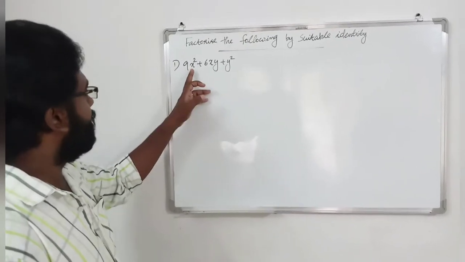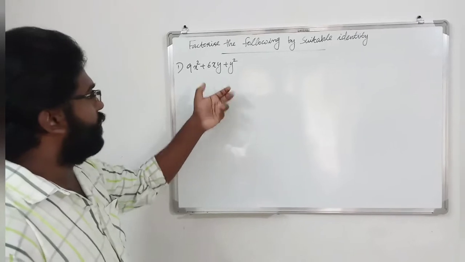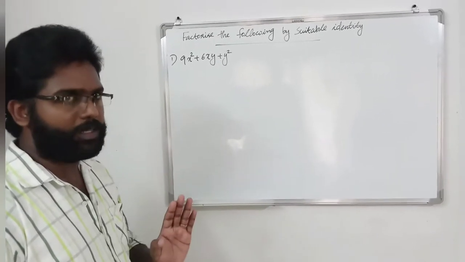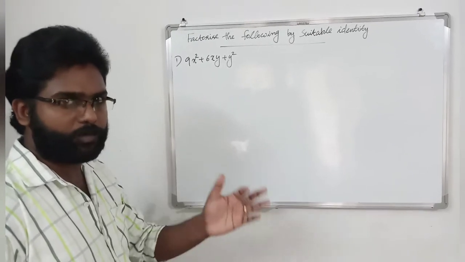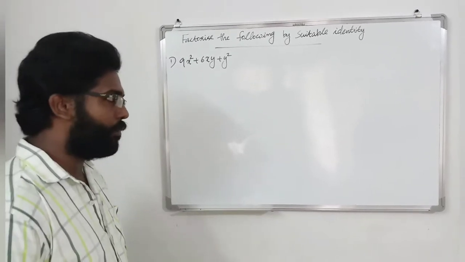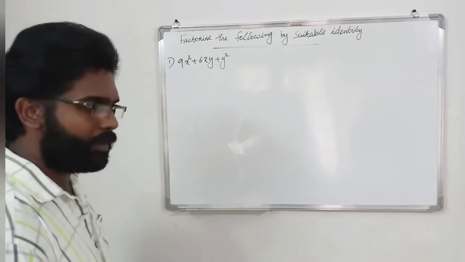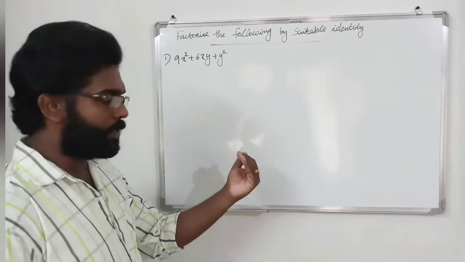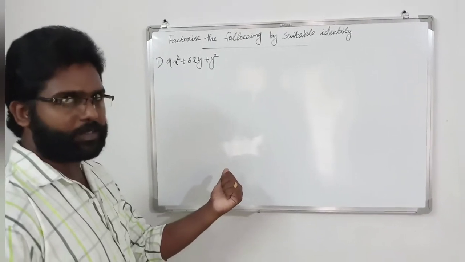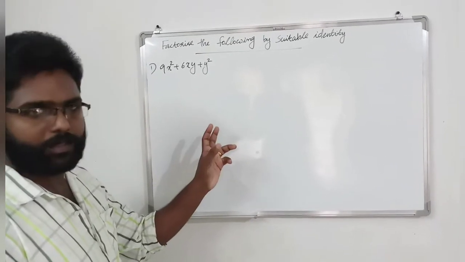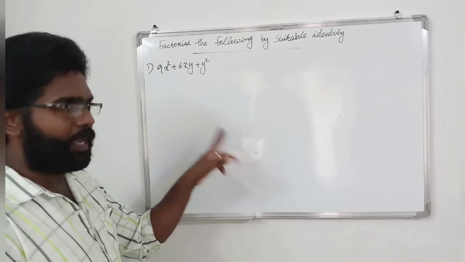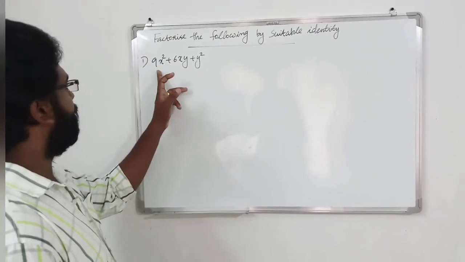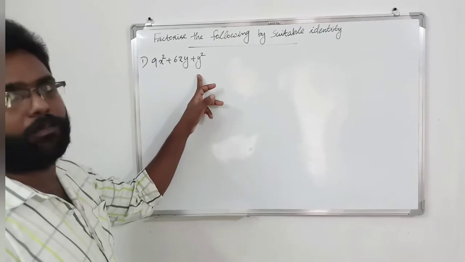So this has square terms, only 3 terms. We know that we have only 4 identities: (a plus b) the whole square, (a minus b) the whole square, a square minus b square, and (x plus a) into (x plus b). We know the expansions. Okay. In (x plus a) into (x plus b), what's the expansion? x square plus (a plus b) into x plus ab. But this is not the form. The first and last ones are not square terms.